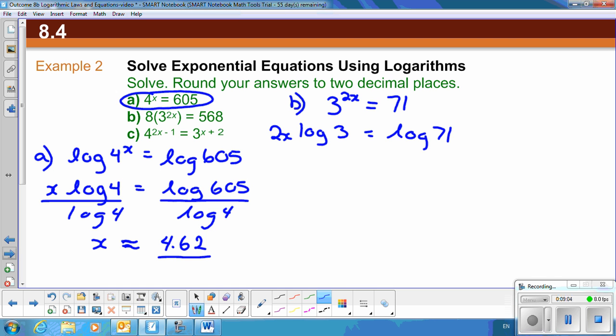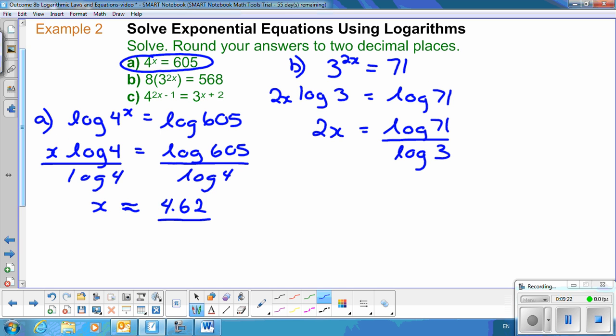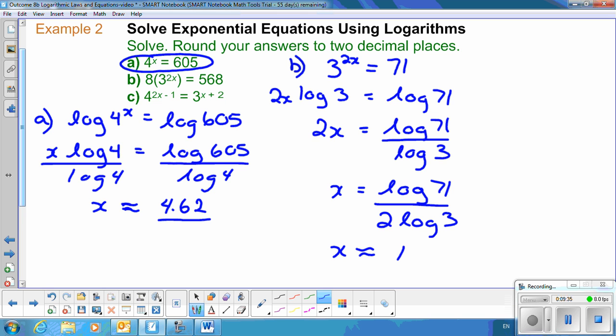The next step to get x by itself is to divide both sides by log 3. So we have 2x equals log 71 over the log of 3. I also want to get rid of that 2 in front. So dividing both sides by 2, I have x equals log 71 over 2 times the log of 3. Using our calculators at this point, we can find an approximate value of 1.94.